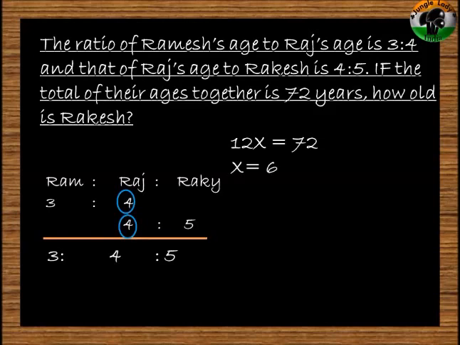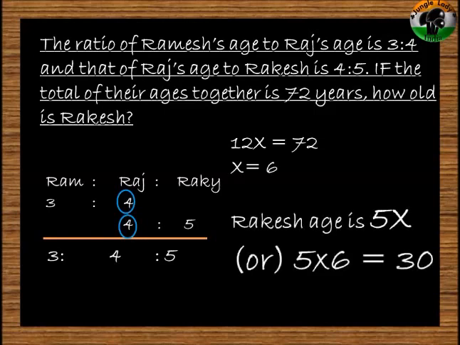Now how old is Rakesh? Where should I substitute the x value to get the age of Rakesh? I should substitute in the common ratio, which is 5. So 5x, and the answer is 30.